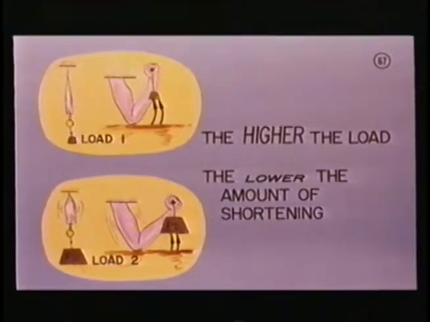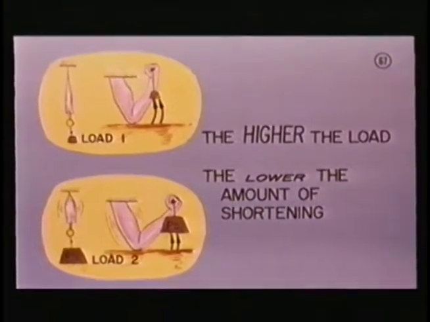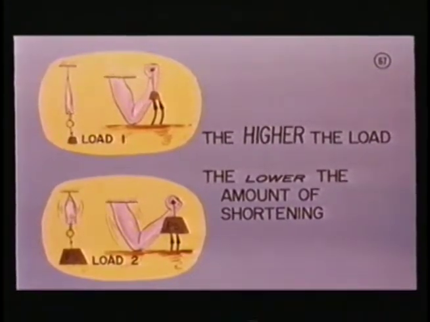The inverse relation between shortening velocity and load means that a muscle contracting against a high afterload will shorten relatively slowly. By the time the contraction is over, it will therefore have shortened relatively little. So, the higher the load, the lower the amount of shortening during contraction, all other factors remaining unchanged.